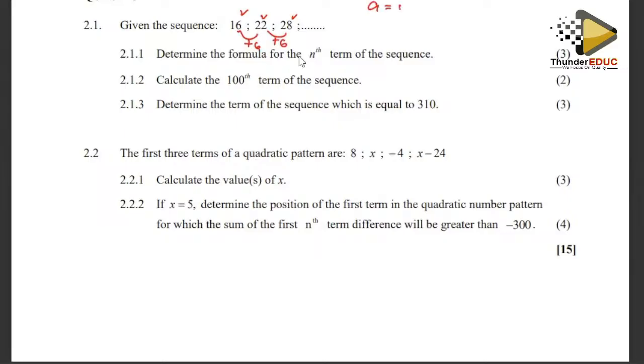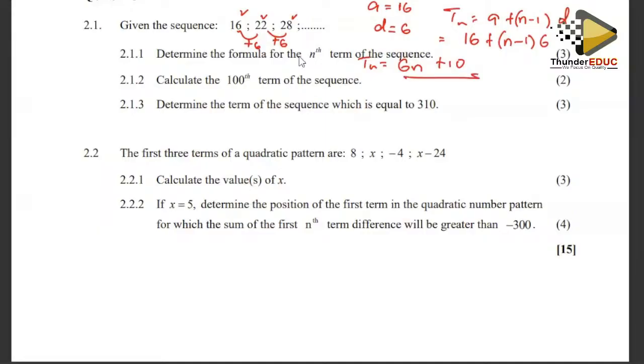So my a is 16, my d is 6. Okay, so to get the nth term from my formula page, it's a plus (n minus 1) times d. What's our a? It's going to be 16 plus (n minus 1) multiplied by 6. So we can open this up. So it's 6n minus 6 plus 16, which means it's just 6n plus 10. Okay, so that is how we would have gone about that.